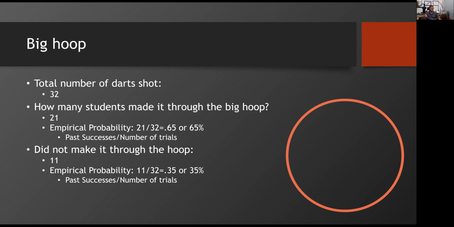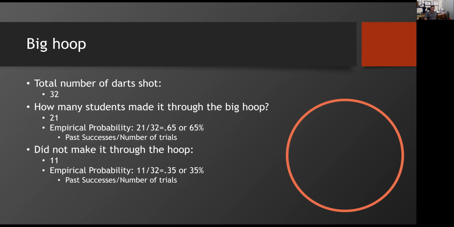And how did we calculate that? Well, 21 people made it through the hula hoop out of 32. So 21 divided by 32 is 65%. Past successes divided by number of trials. And then there were 11 people who did not make it through the hula hoop. So that's 11 out of 32 or 35%. Once again, past successes divided by number of trials.